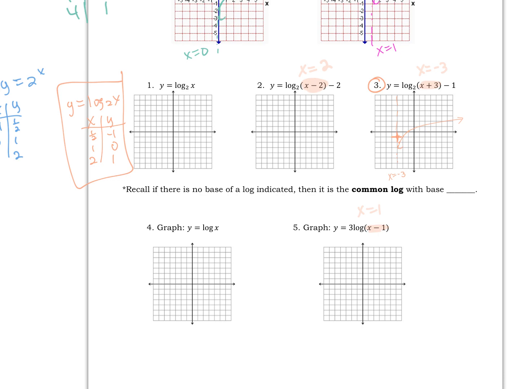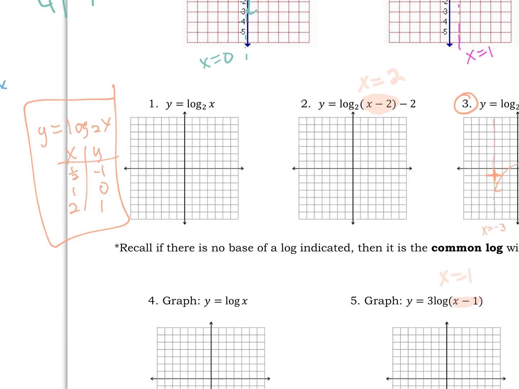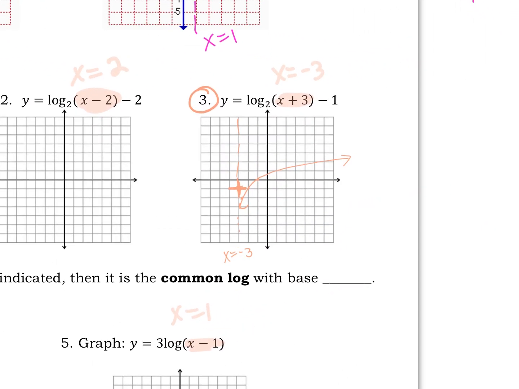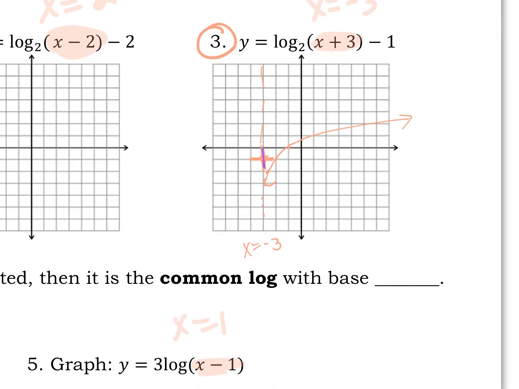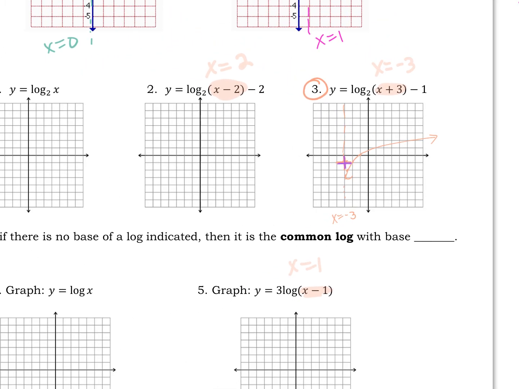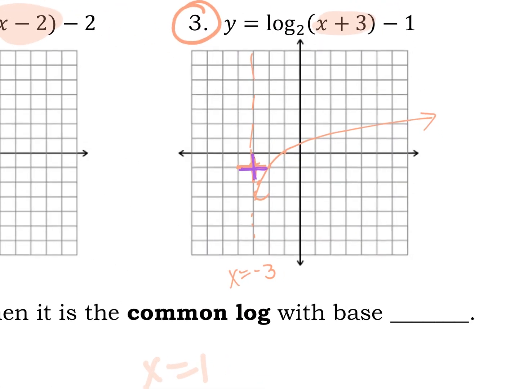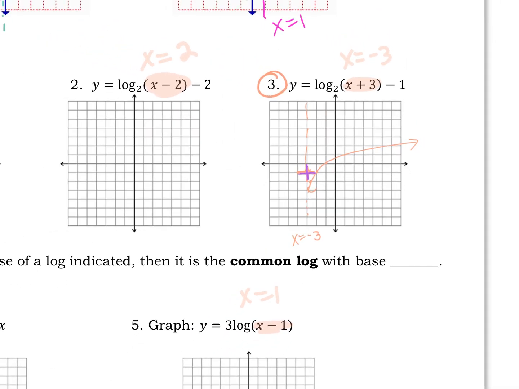Okay, so our log base 2 of x table is right here. For this graph, think about what that's saying we're going to do. We're shifting left 3 and down 1. Here's my new starting position, my new hash mark that I want to start from. And I'm just graphing those points as if this is my new origin. And that gives us that shape for that graph.